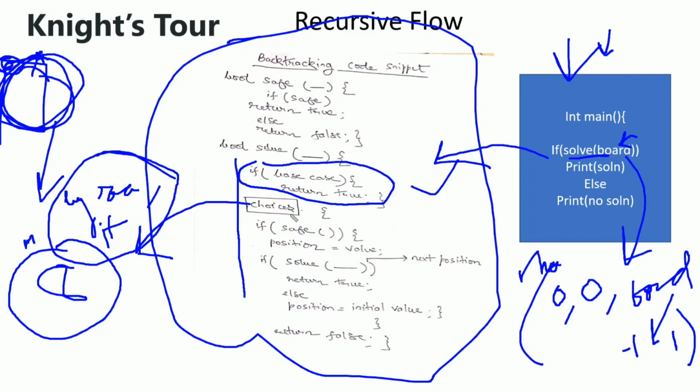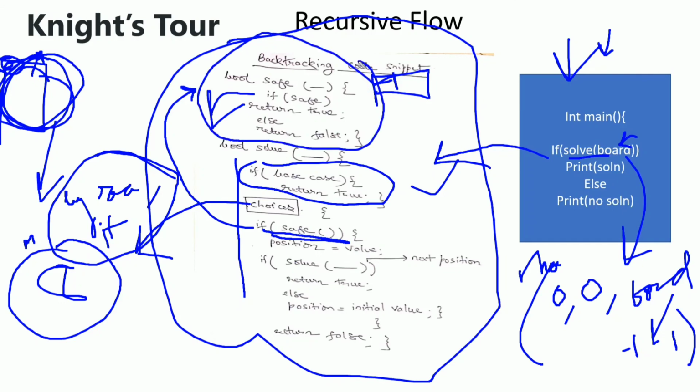Now there are 8 choices available. So before filling the move number in the cell, we'll call the safe function to check whether it is safe, or whether putting this value in that square is leading to a solution. So this will return true or false. It will check that the knight must not go outside the board, or move to an already visited cell. So this type of constraint we are going to write in our safe function.